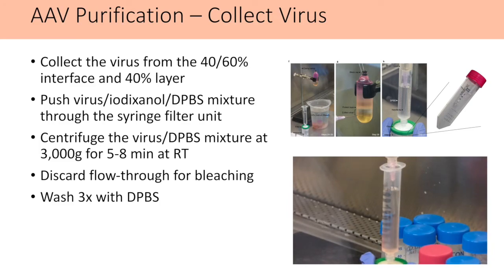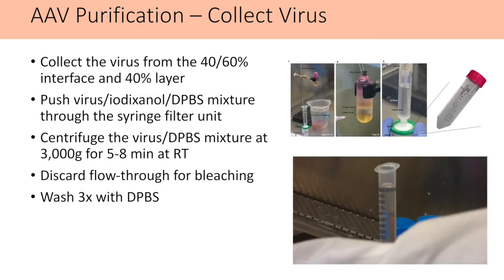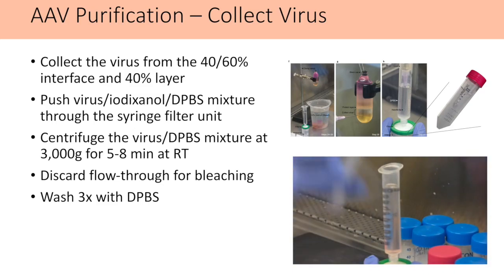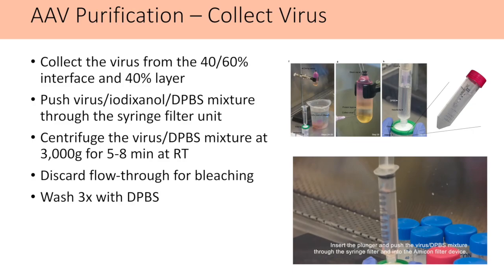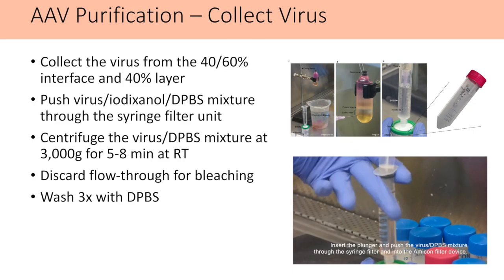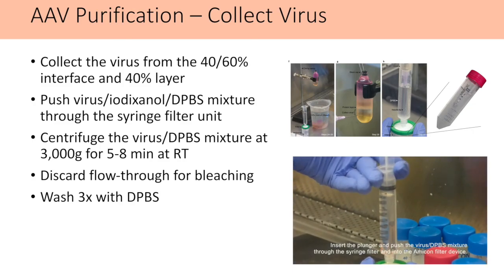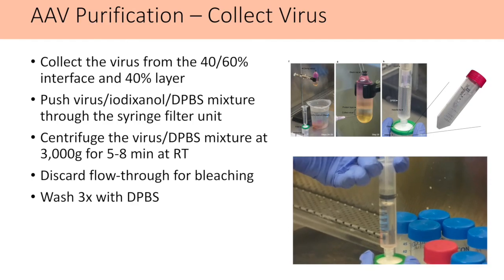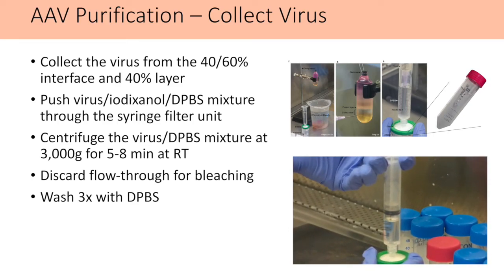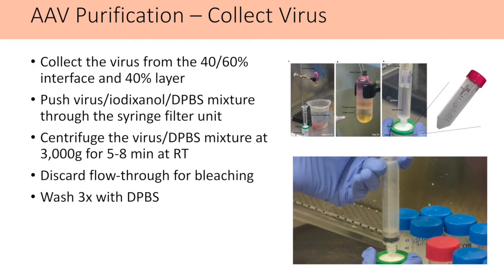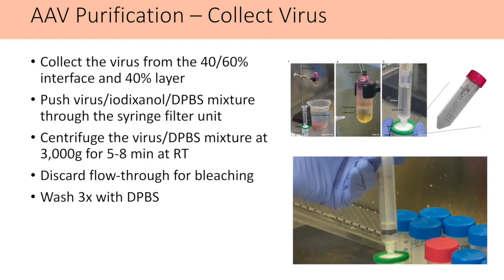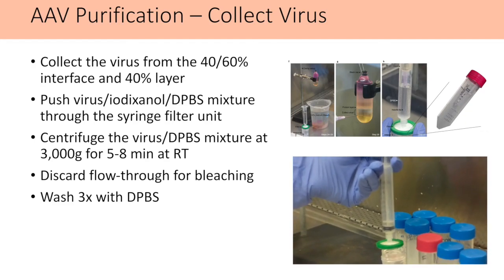Once in the tube, you'll need to mix the material well so that the iodixanol is evenly diffused across the PBS volume, as this will speed buffer exchanging until you have diluted the mixture into entirely PBS.